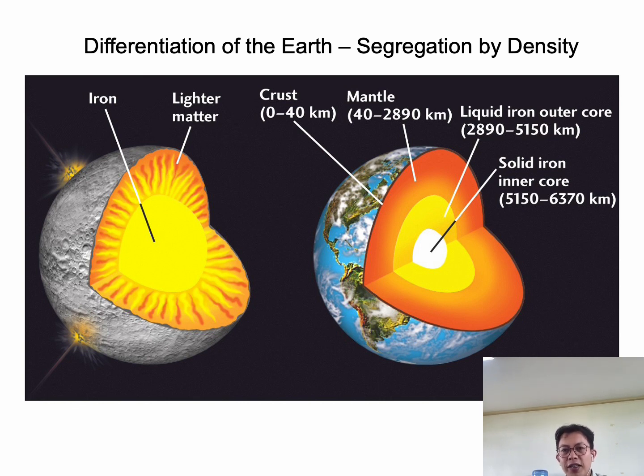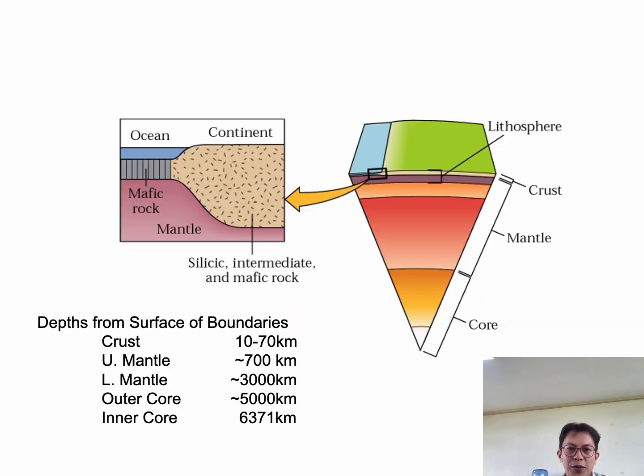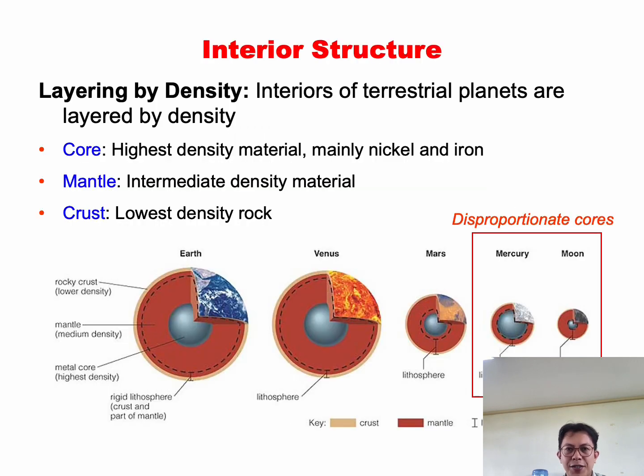And we have the solid inner core, the solid iron inner core, which is 5,150 to 6,370 kilometers. So as compared, you can see the cross-section of the layers. You can compare there the thickness of the different layers.